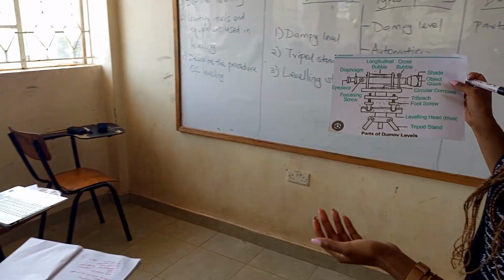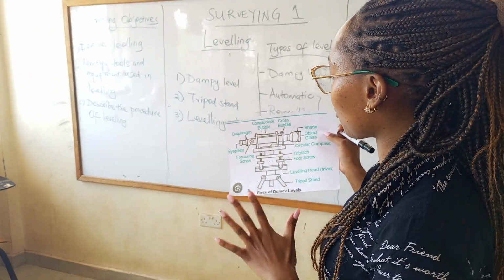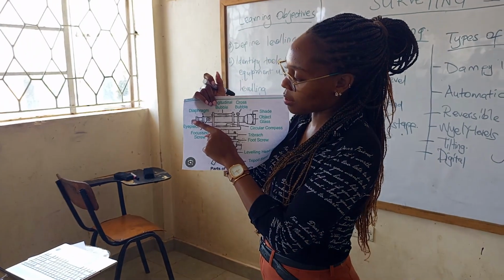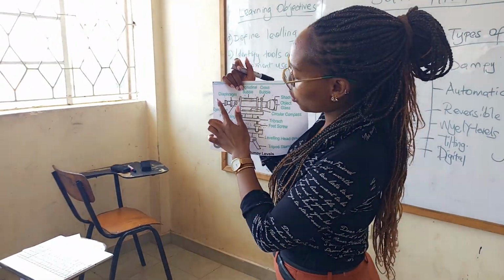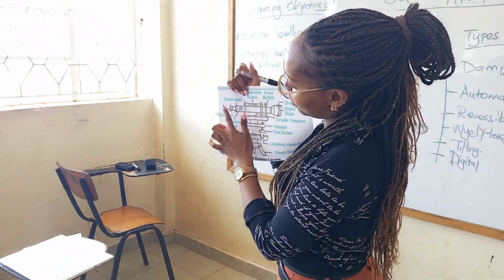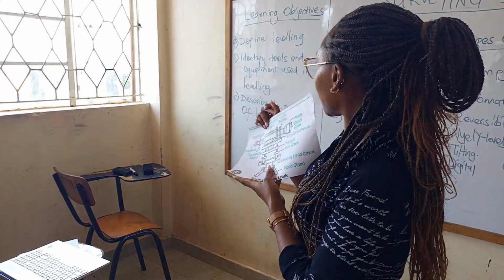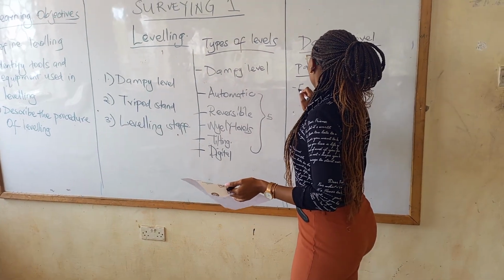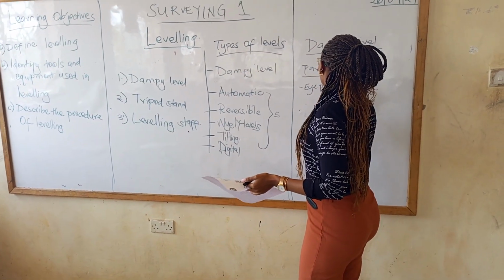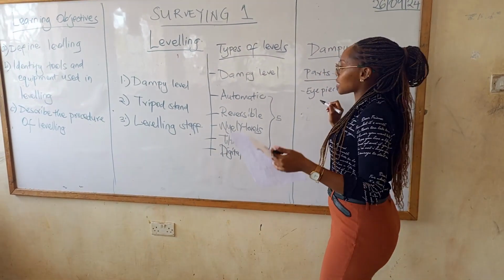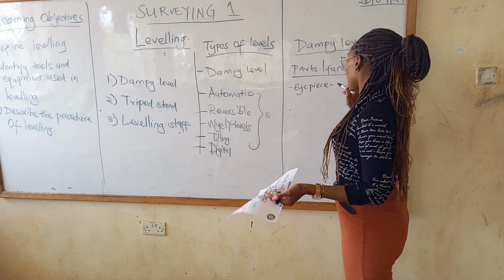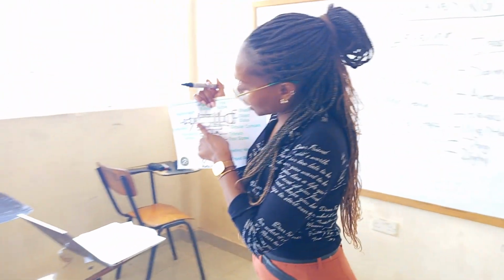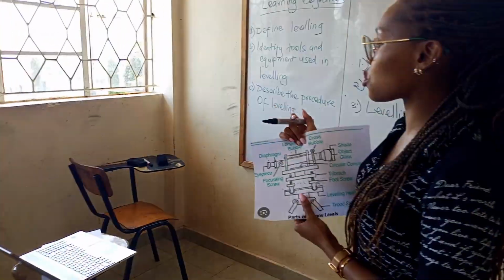And when you're using a dumpy level, this is where you stand. Your eyes should go through here. You view your object through this part. That's the eyepiece. That's the first part, and this is where the surveyor looks through. There are also these focusing screws. They are used to center the bubble.